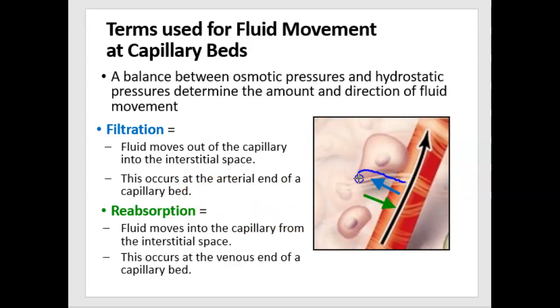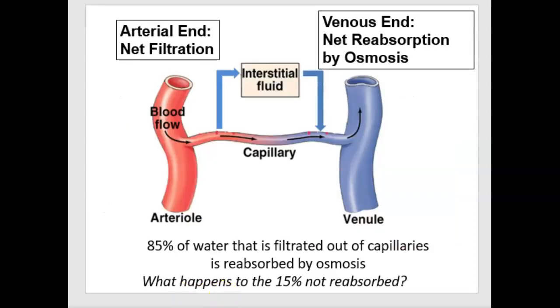So here's filtration. Water is leaving the bloodstream. And then another term that we'll encounter is reabsorption. In this case, fluid moves into the capillary from the interstitial space, and this occurs at the venous end, which we've already talked about a little bit. So what we see overall is at the arterial end of a capillary bed, we see filtration versus reabsorption, a net filtration. But at the venous end, we see a net reabsorption.